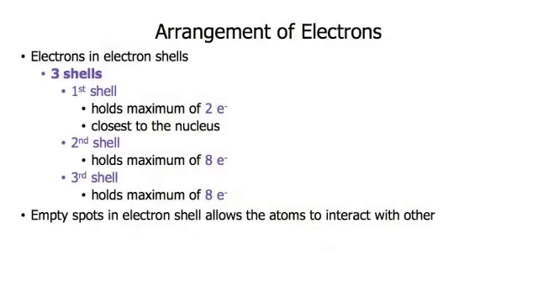Moving on to the arrangement of electrons. For this course, we're mainly concerned with the first 3 shells of an atom. In the first shell, there's a maximum of 2 electrons, and this shell is closest to the nucleus.